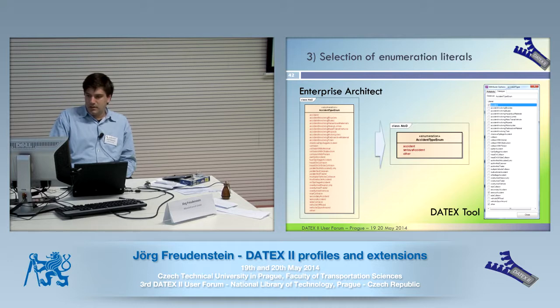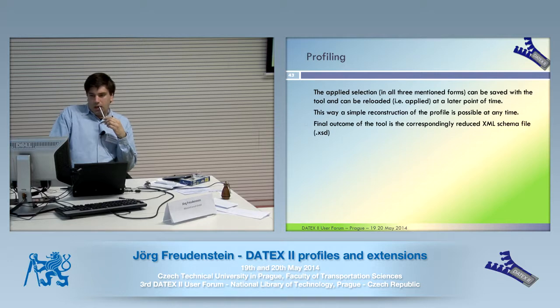The corresponding view in the tool would be like this. You have the long lists of literals, and you see here, here, and there we marked the 3 literals we want to use. In the tool, you can save your profile in the Datex tool. The selection can be very complex, because you might have to go very deep in the tree to select or deselect special things, and you do not want to do it again all the time. So it's possible to save it and to reload this selection later on. I will show this in reality. What the tool does is check against the rules and produce a schema file.